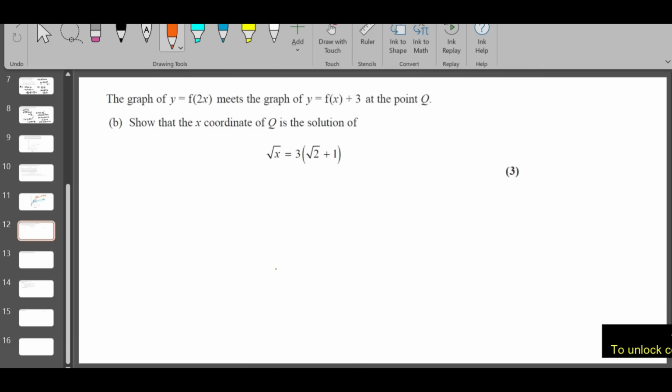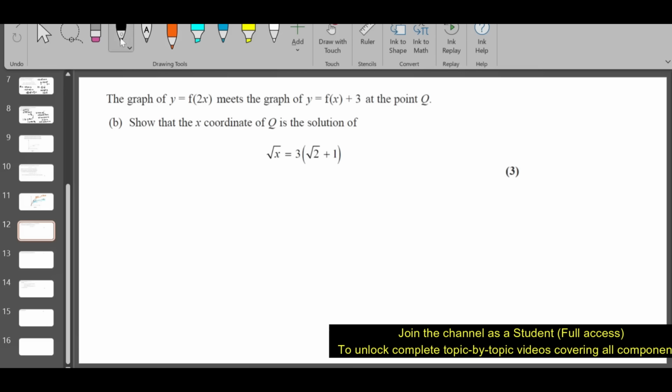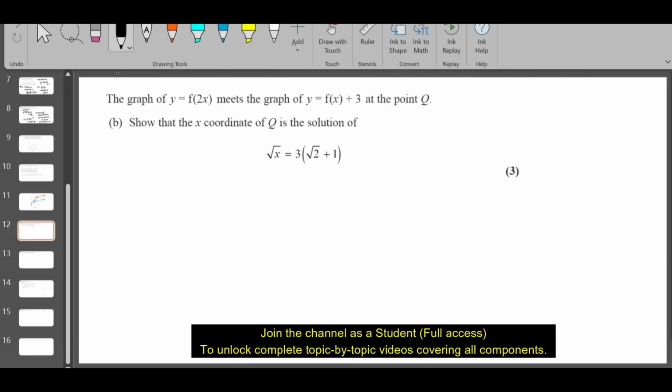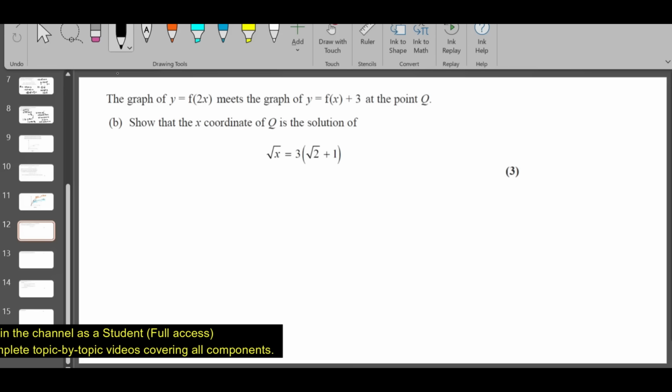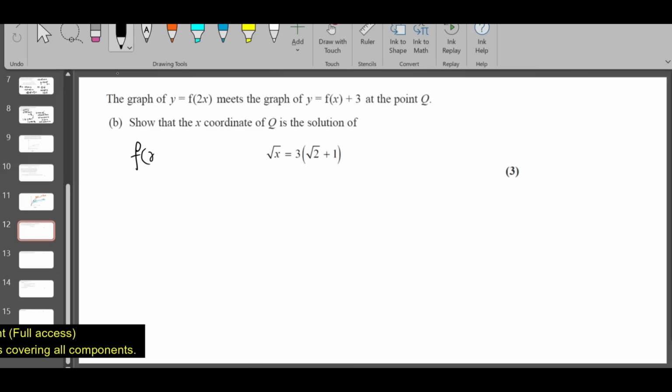The graph f of 2x meets f of x plus 3 at point Q. Show that the x coordinate of Q is this. Let me take f of x first. Square root of x, right?